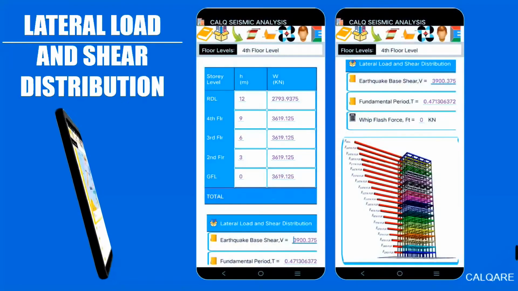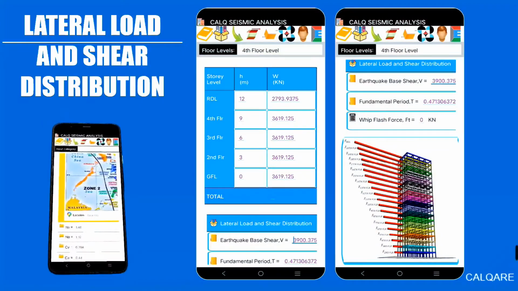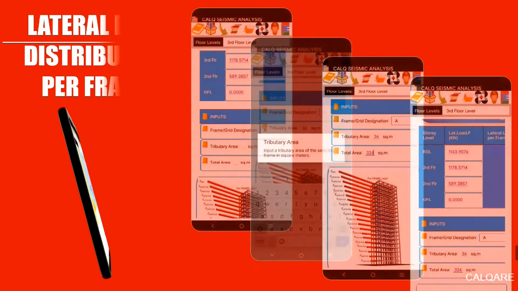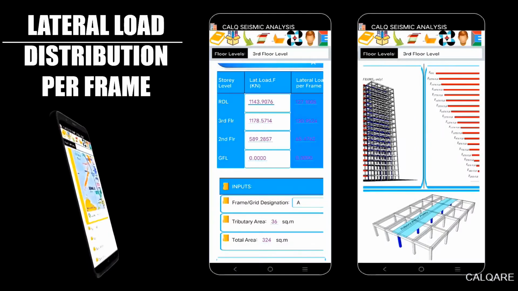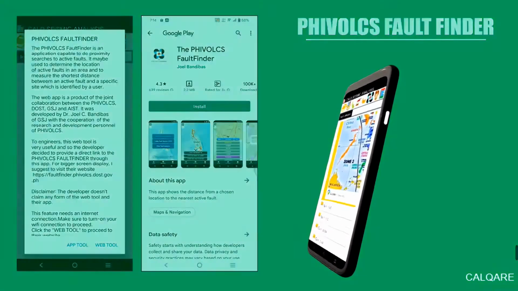The lateral load and shear distribution per floor level can also be calculated using CALQ SEISMIC. Moreover, CALQ SEISMIC can compute the lateral load distribution per frame. CALQ SEISMIC also gives a direct link to install FIBLX Fault Finder.